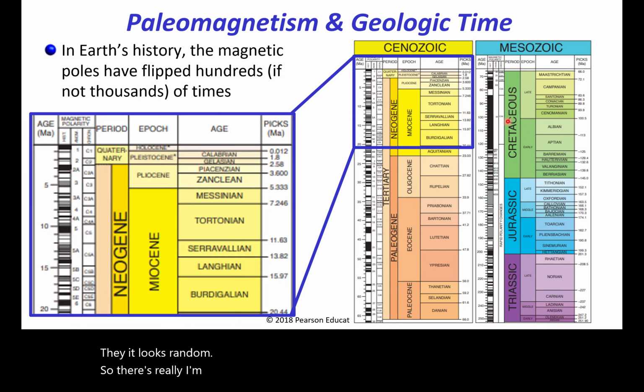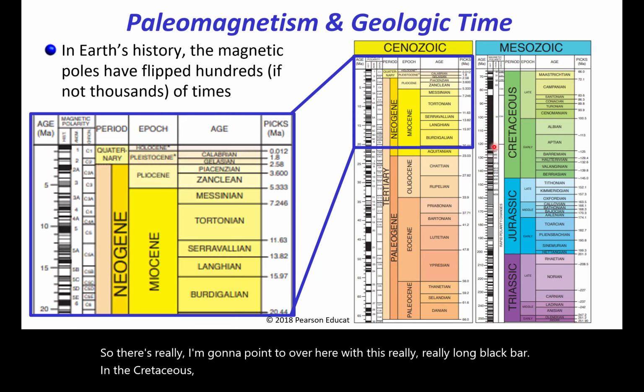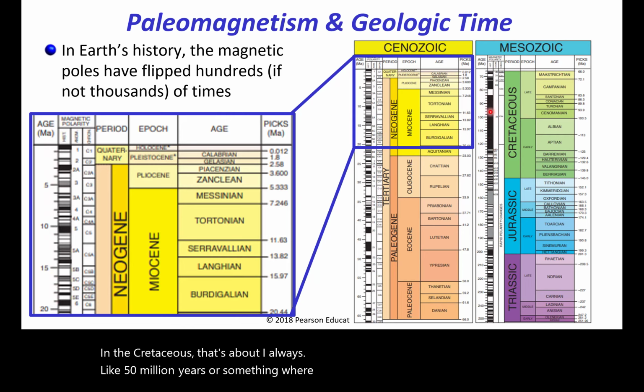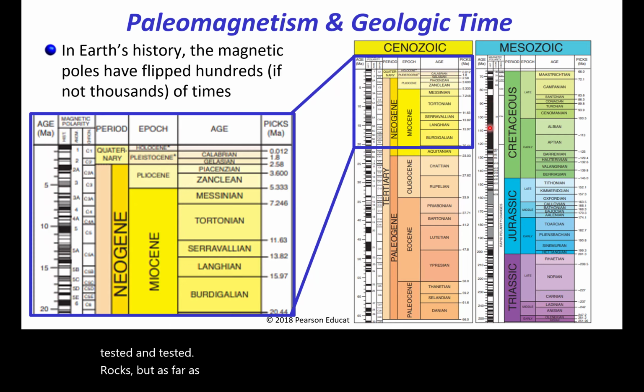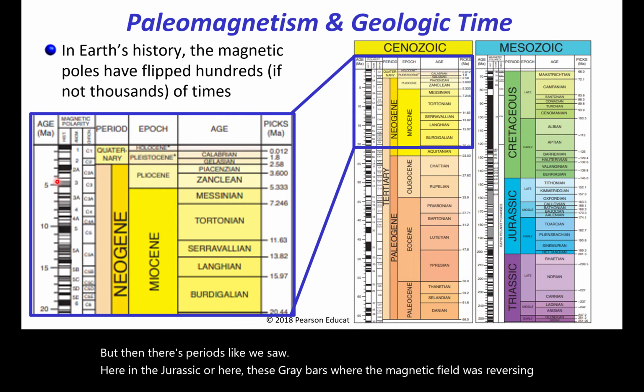I'm going to point over here to this really, really long black bar in the Cretaceous. That's about 50 million years or something, where, as far as we can tell, we have tested and tested rocks, there was no reversal during those millions and millions of years. But then there are periods like we saw here in the Jurassic, or these gray bars, where the magnetic field was reversing very fast, as best we can tell.